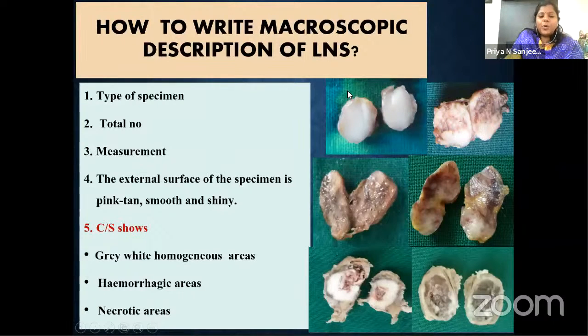homogeneous white area. There can be gray areas, hemorrhagic areas, and here are the two lymph nodes which are having central necrosis. So these are from the metastatic lymph nodes. So during grossing, the cross section can give you a hint whether it is reactive or it is neoplastic.